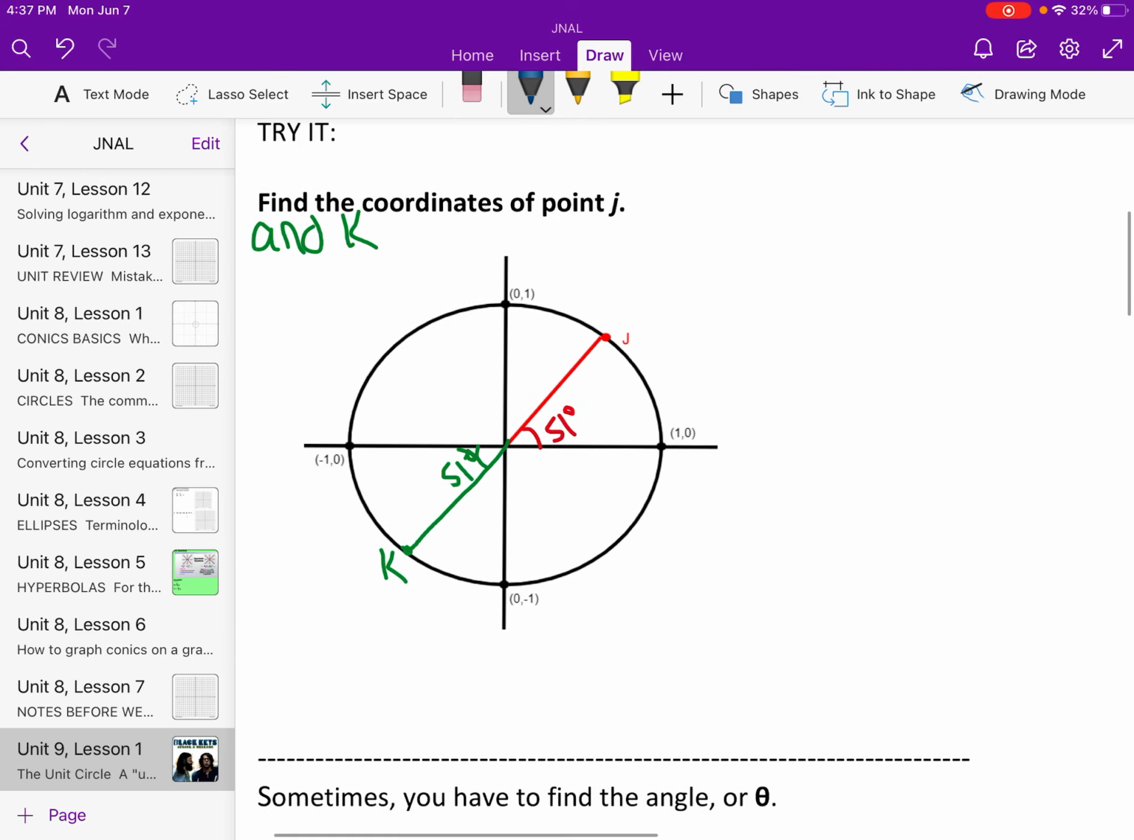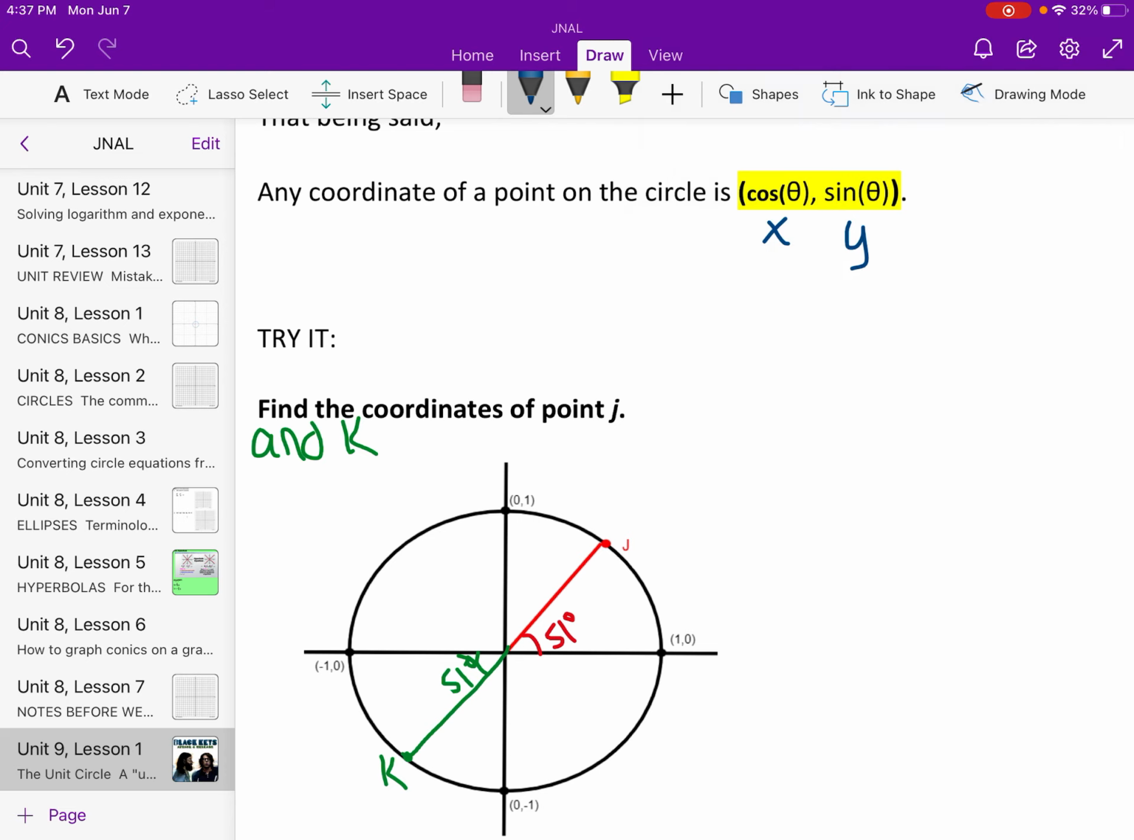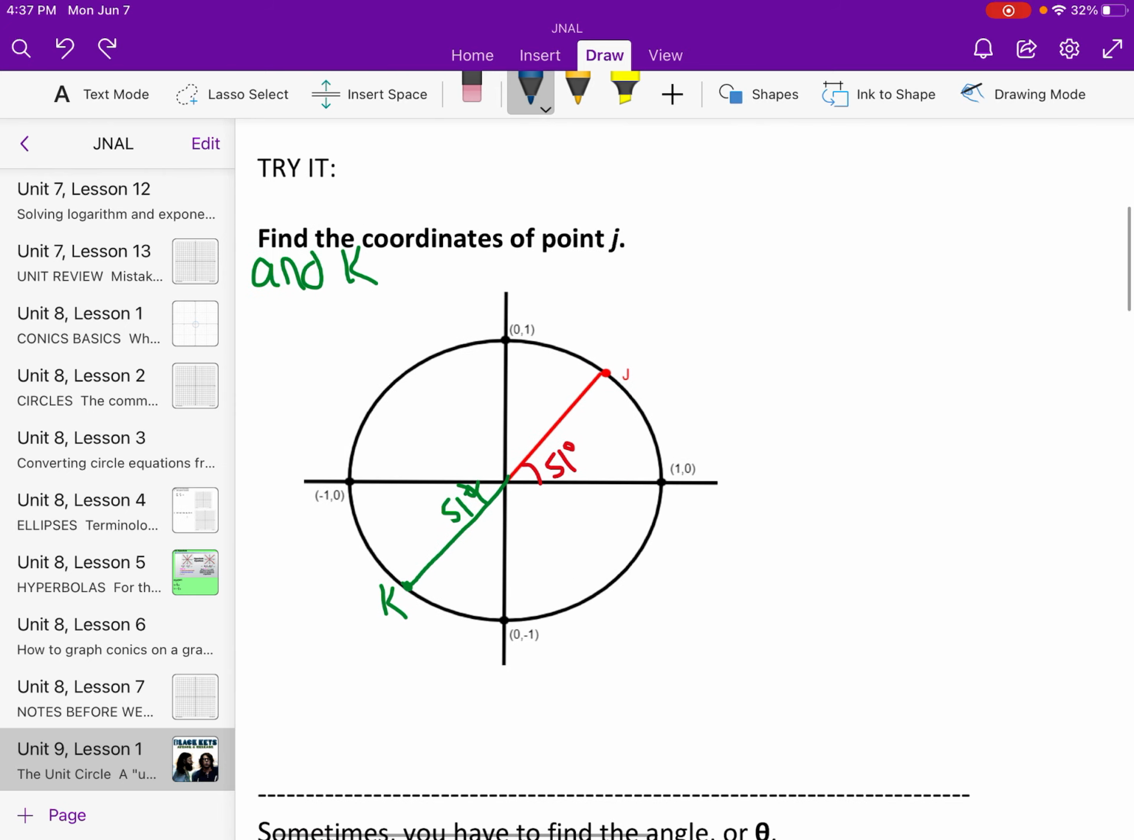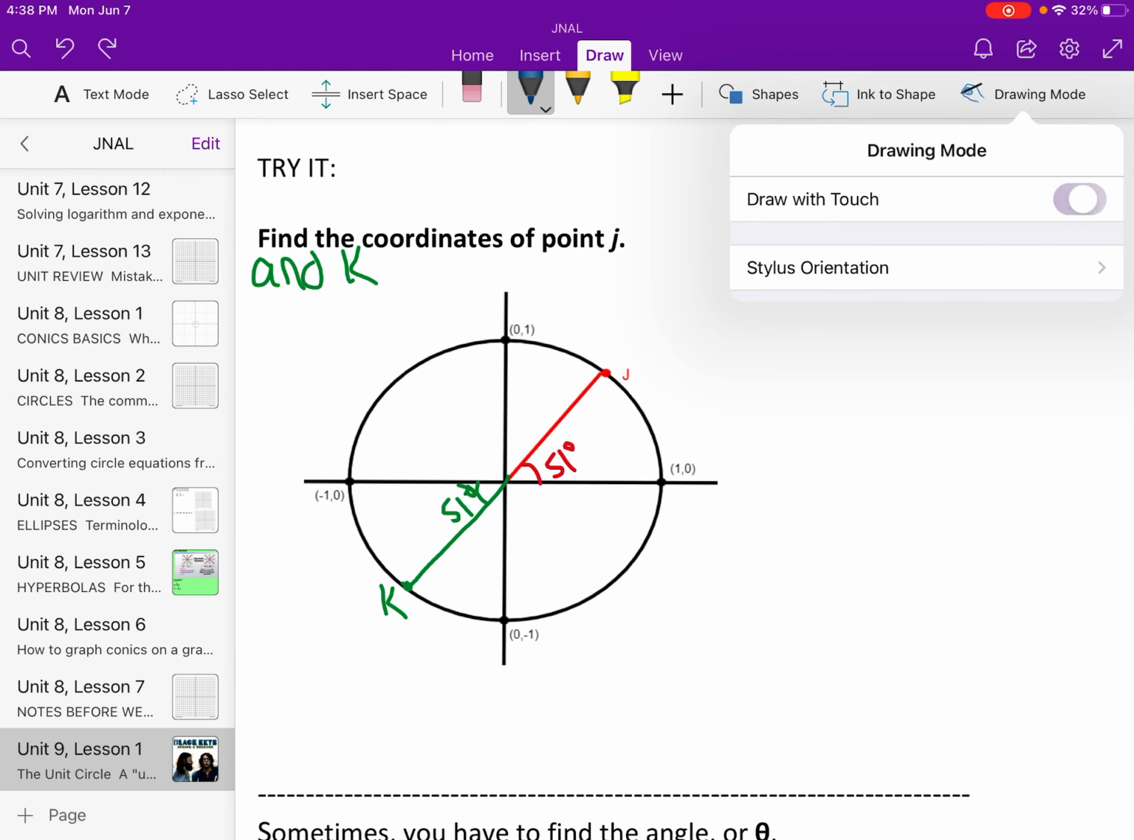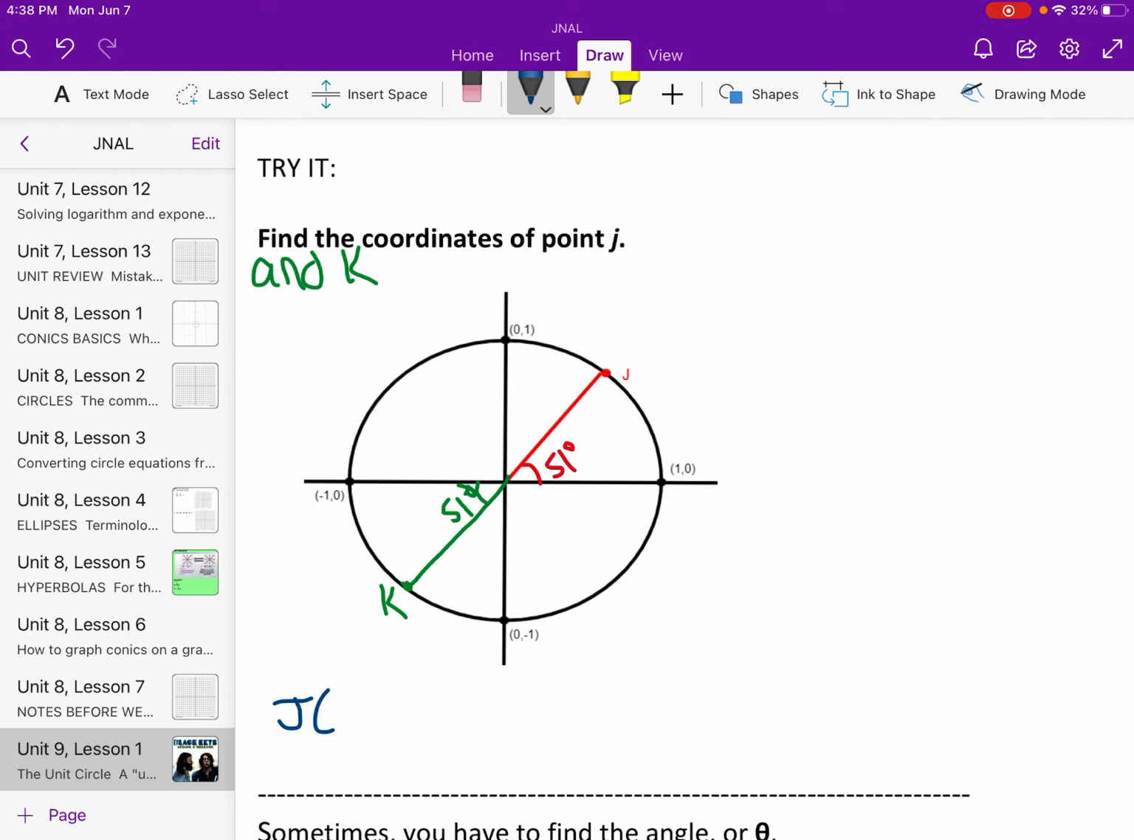And the angle, by the way, theta would have to be relative to (0, 0), meaning that you start at (0, 0), and you go that way, and you might have to add or subtract a value. We'll see what that means. So find the coordinates of J and K. Coordinates of J. Alright, let's see. We said that it was the cosine of the angle, sine of the angle. What is the angle that we see? Here's J, and then we have 51 degrees.